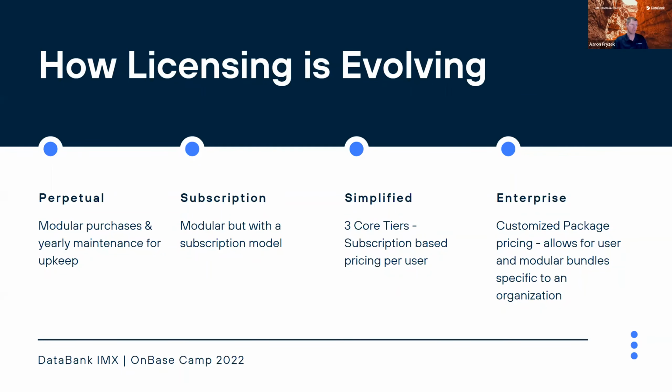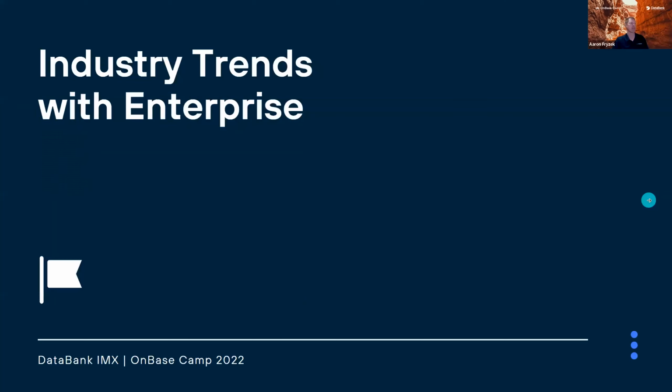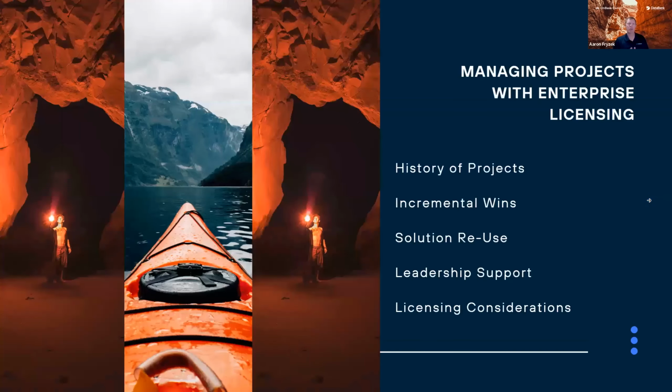So the simplified is really broken down into 3 tiers. Again, essential for that content management capabilities, the standard, which adds in workflow in some of those tiers, and then the premier, which adds in some of the case management pieces. So with that, Andy, let me turn it over to you, and maybe you can talk a little bit about how organizations have utilized the enterprise licensing at one or multiple of those tiers to help drive some of their projects. Yeah, thank you, Aaron.